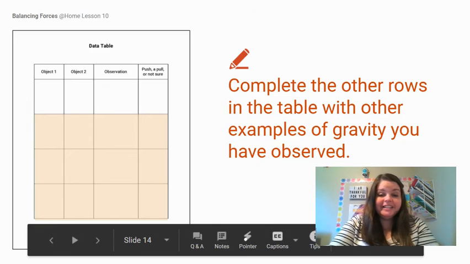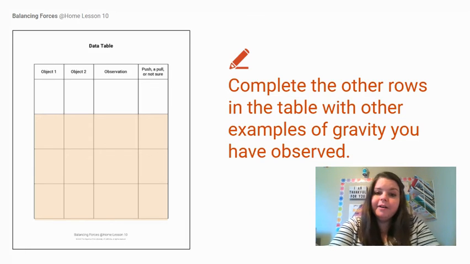Okay, so it's time for you to finish this on your own. Complete the other rows in the table with other examples of gravity that you have observed.